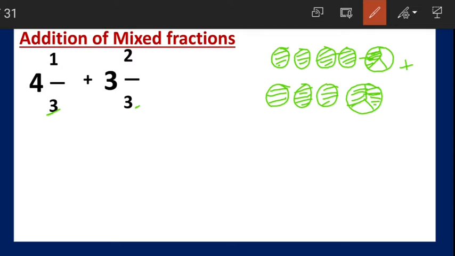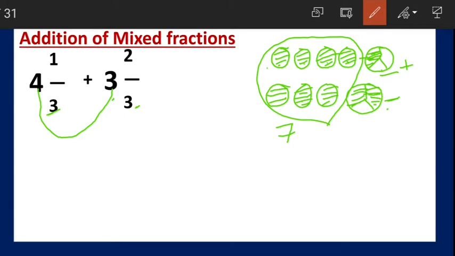And dear students, observe that when adding these two mixed fractions, just first add the whole ones. How many wholes are there? 1, 2, 3, 4 here. 1, 2, 3 here. Total 7 wholes. Then add the fraction parts. Okay. Are you following? So that means in the first method, we can add the whole parts.